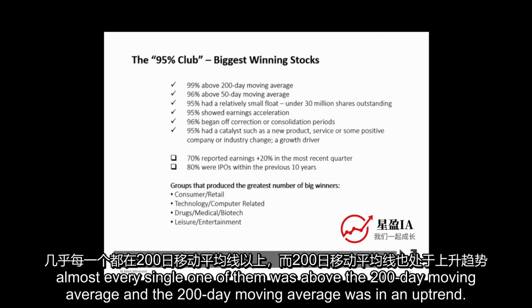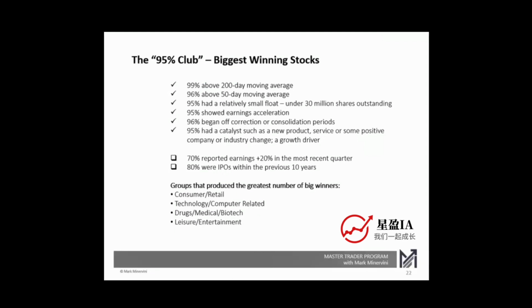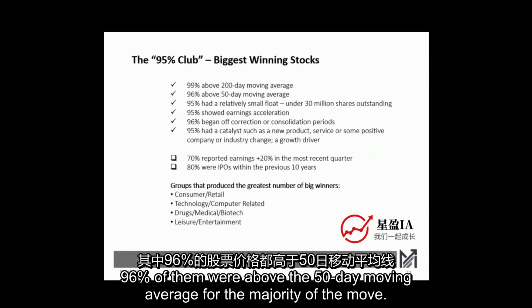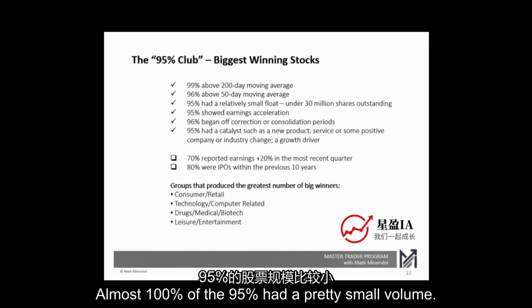And what I found is that the big moving stocks, before they made their big move, almost every single one of them was above the 200-day moving average, and the 200-day moving average was in an uptrend. Almost all of them, 96% of them, were above the 50-day moving average for the majority of the move. Almost 100% of them, 95%, had a pretty small float.